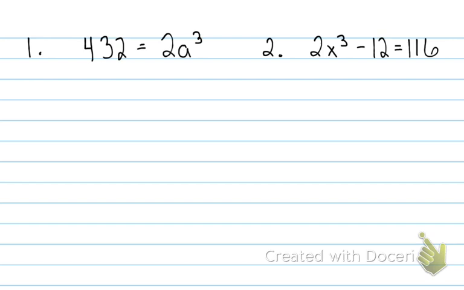Miles, what did you do first on number 1? Divided. 432 divided by 2. Yes, very good. Divide by 2. And then Jason, what did you do next? I wrote that over that. So, what is that over that?